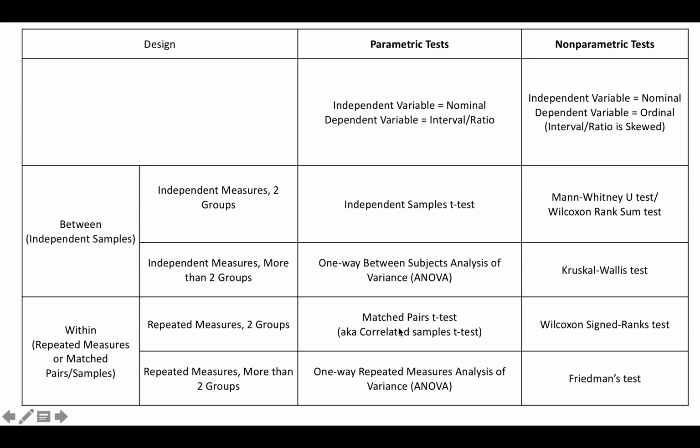If you could do the matched pairs t-test or the correlated samples t-test, but your assumptions have been violated, or the IV is nominal and the DV is ordinal, or the DV is interval or ratio but it's skewed, you're going to go with the Wilcoxon rank sum test.